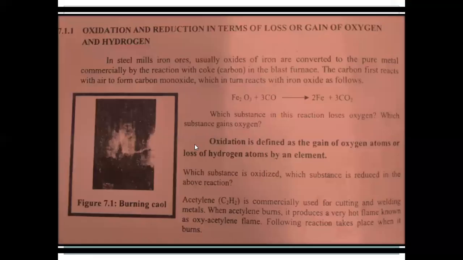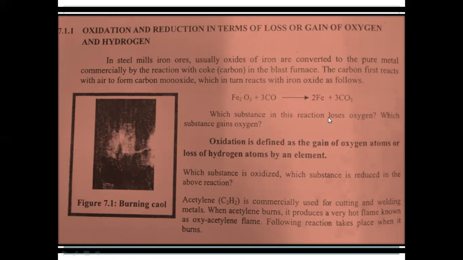So in blast furnace, what happens? This ferric oxide, or oxide of iron, is converted into pure metal, pure iron, commercially on a large, industrial scale, by the reaction with coke carbon in the blast furnace. Carbon reacts with oxygen first and forms carbon monoxide, and then this carbon monoxide reacts with iron oxide, also called ferric oxide, or ore of iron, and will give pure iron, and carbon dioxide gas is liberated.